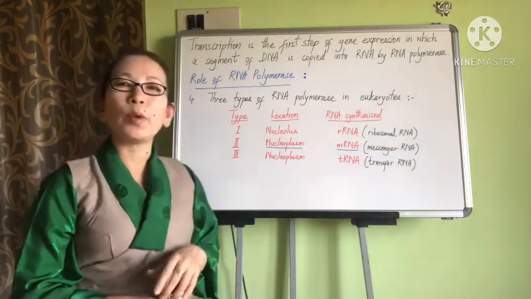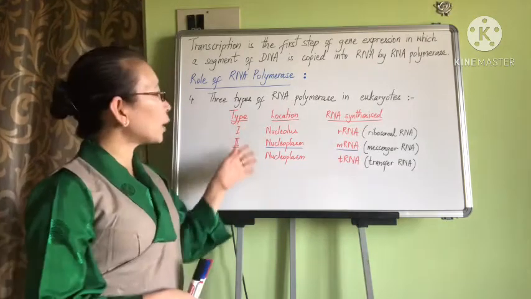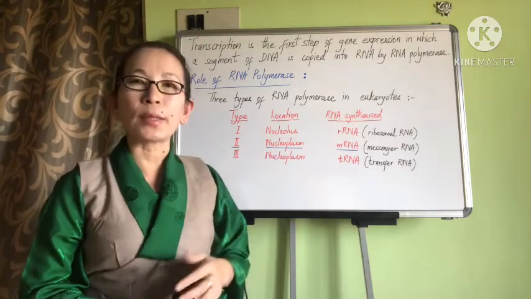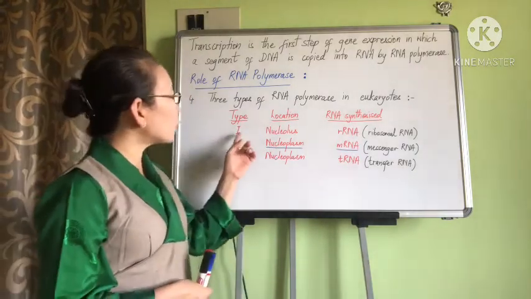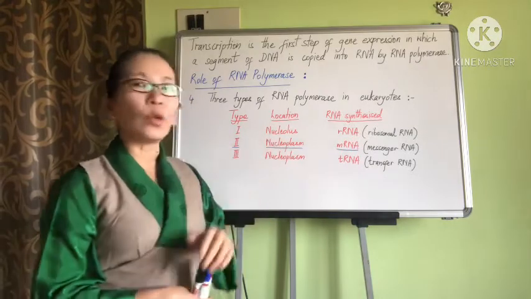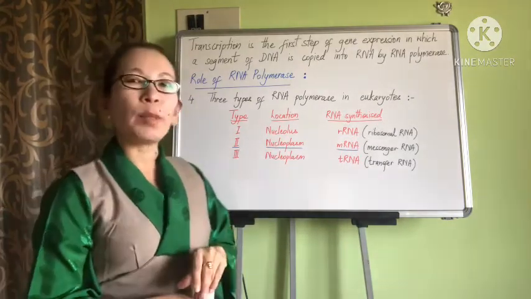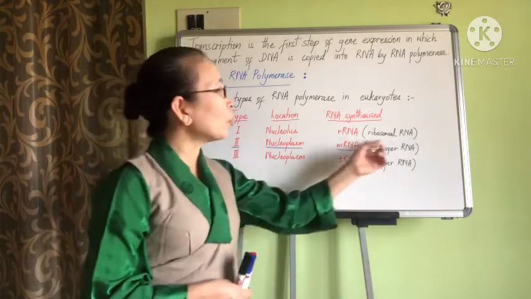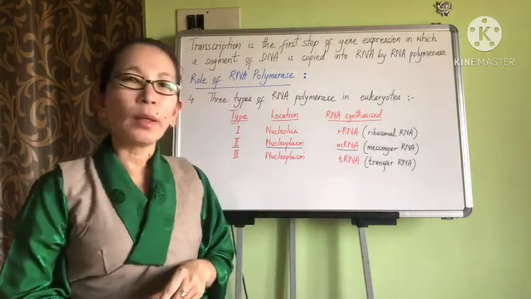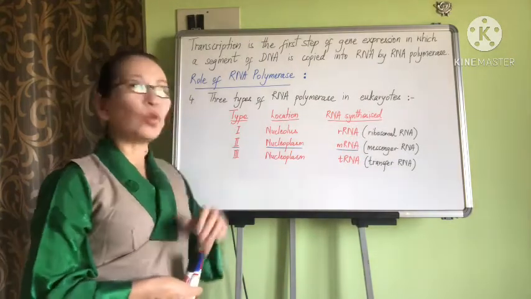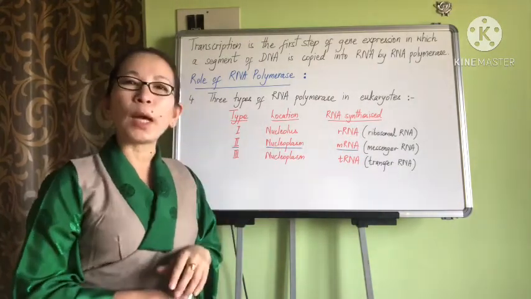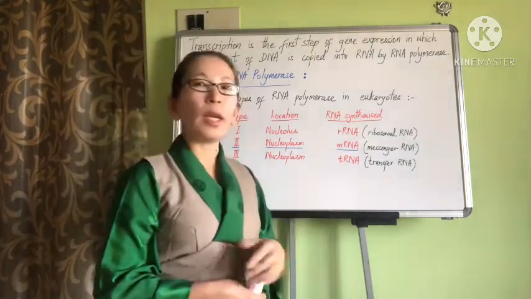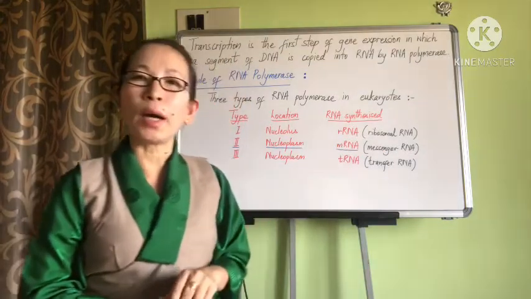Eukaryotic cells have 3 main types of RNA polymerases, which are RNA polymerase 1, RNA polymerase 2, and RNA polymerase 3. These 3 RNA polymerases differ mainly in terms of the type of RNA that they transcribe. RNA polymerase 1 is located in the nucleolus, and this enzyme is responsible for the transcription of rRNA, R standing for ribosomal RNA. RNA polymerase 2, which is present in the nucleoplasm, is involved in the transcription of mRNA, M standing for messenger RNA.